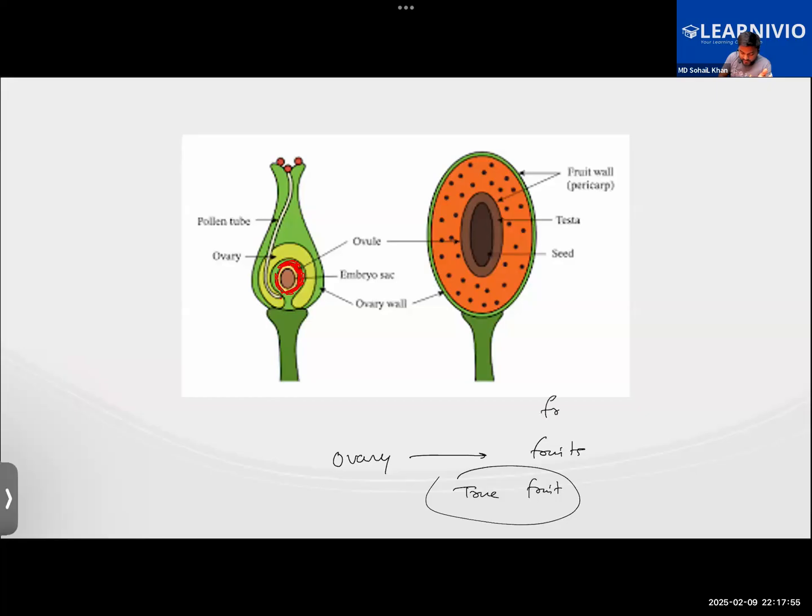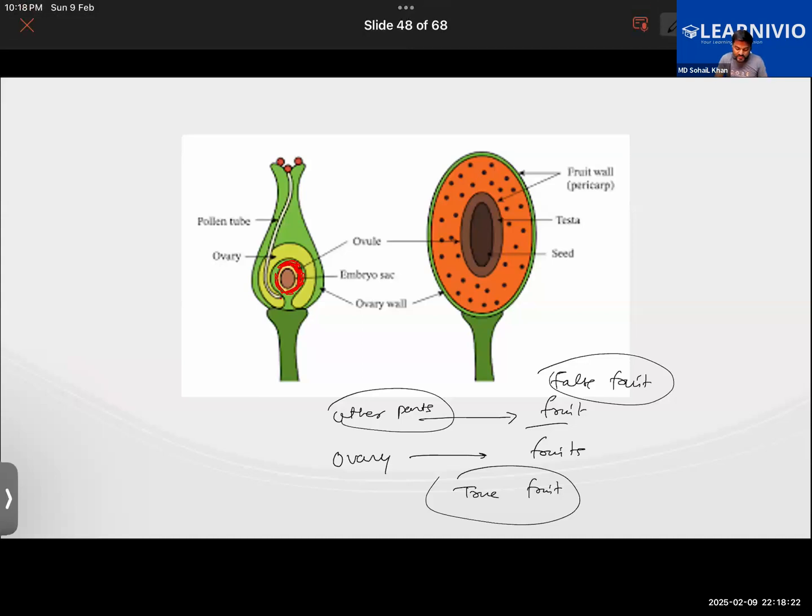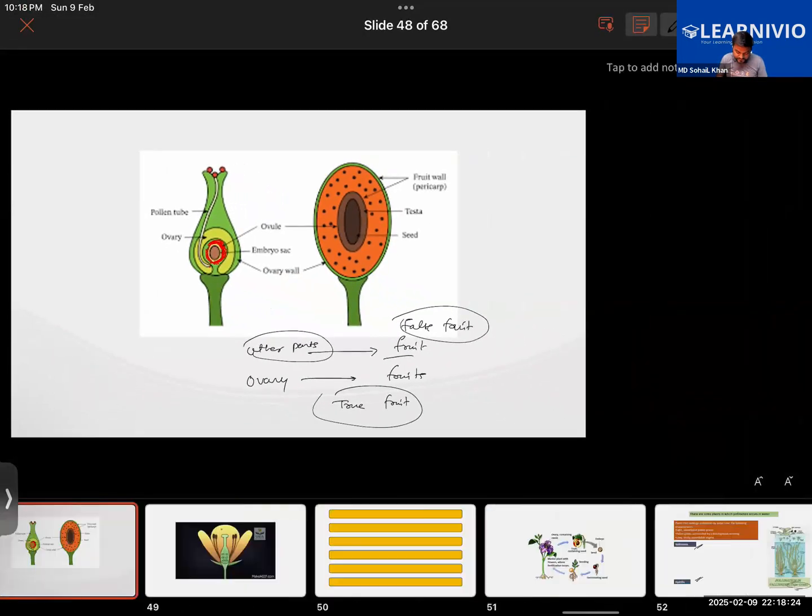But if the fruit develops from tissues that are present near the ovary, from other tissues, okay? So when fruits develop from other parts, then that kind of fruit is called a false fruit. So apple or strawberry or pineapple, cashew, etc. These are considered false fruits. Is that thing clear to everyone?